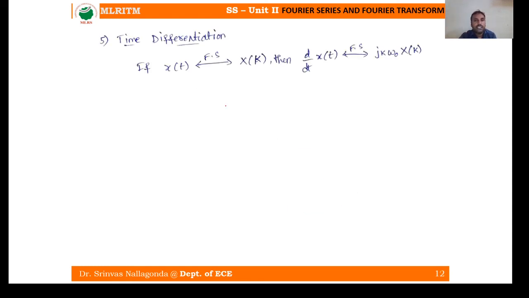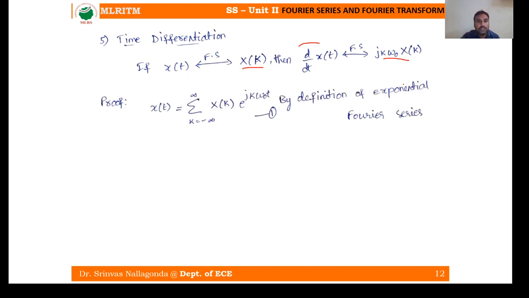Time differentiation is another property of Fourier series. If x of t is a continuous time periodic signal, apply Fourier series, then what is that? X of k. Then the Fourier series of d by dt of x of t is jk omega naught into X of k. Now let me see how to get it. So x of t is equal to summation k equal to minus infinity to infinity X of k into e power jk omega naught t. This is the series form.